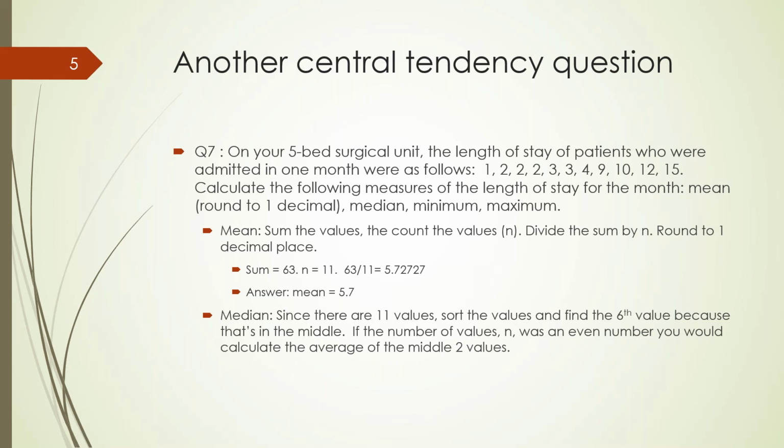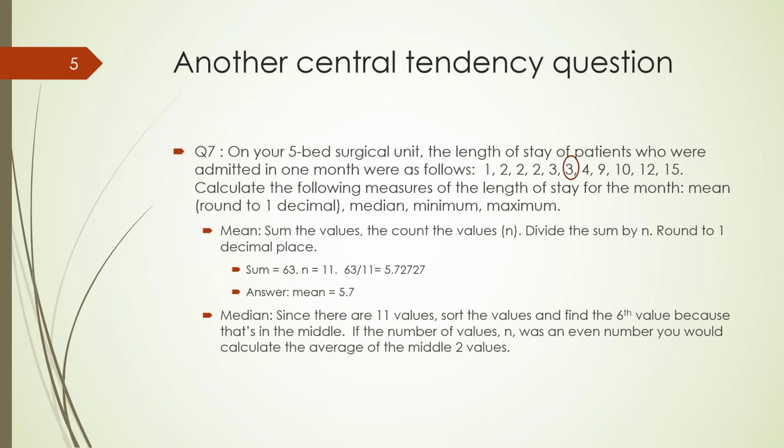Now the median. What you're going to do is count how many values, and we already counted, there's 11. Then you sort the values, and because I've already laid out these numbers in numerical order, you would find the 6th value, because the 6th value is in the middle of 11.